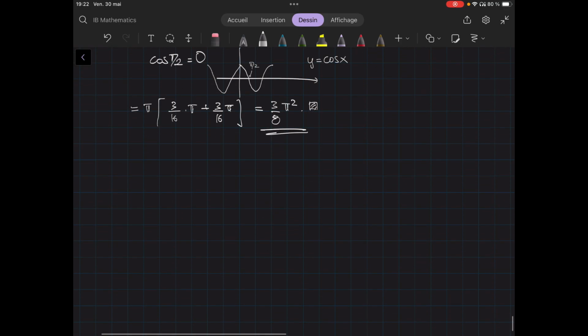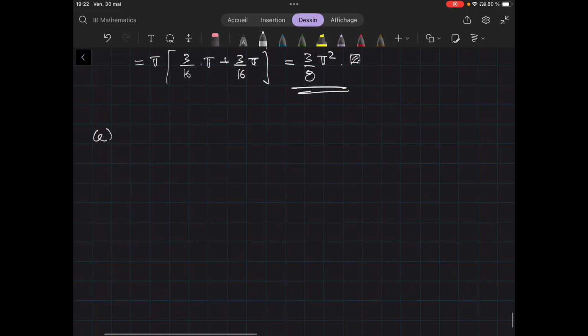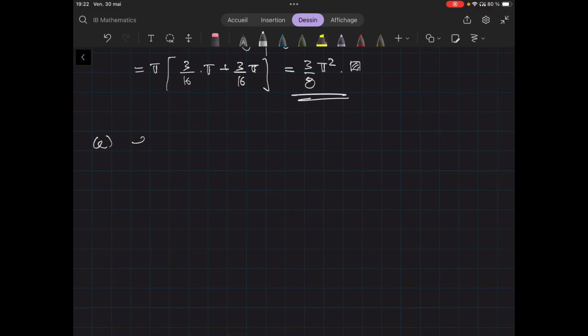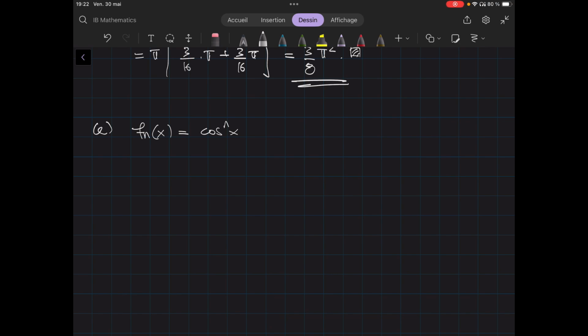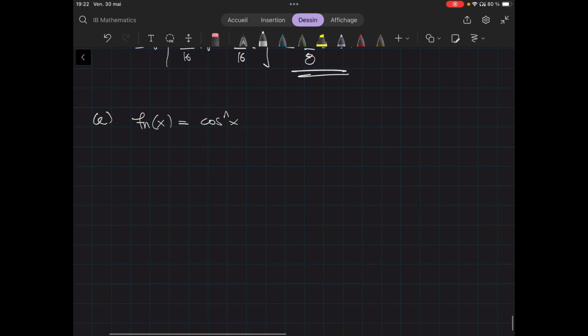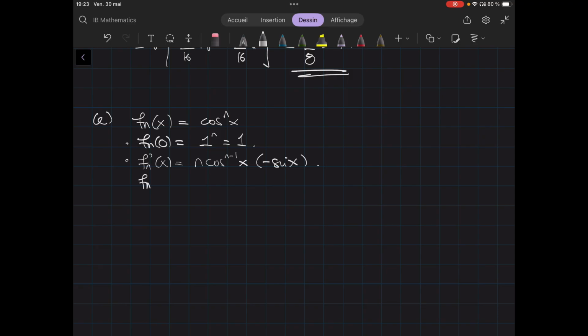Moving on to part E. Part E is about Maclaurin series. So recall, this is your function, and you're asked to find the first 3 terms in the Maclaurin series. So f_n of 0 is 1 to the n, or 1. Simple. The derivative of this is going to be n cos to the n minus 1 times negative sine of x. So the derivative at 0 is going to be n times 1 times 0.